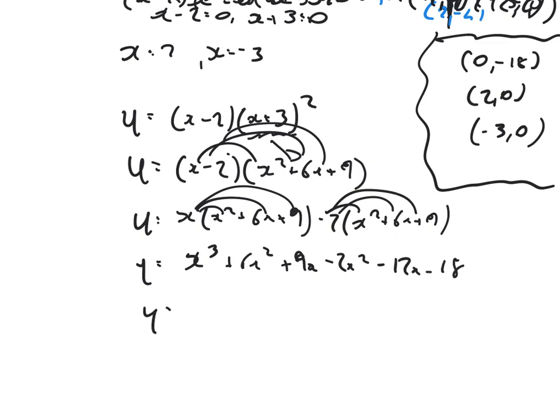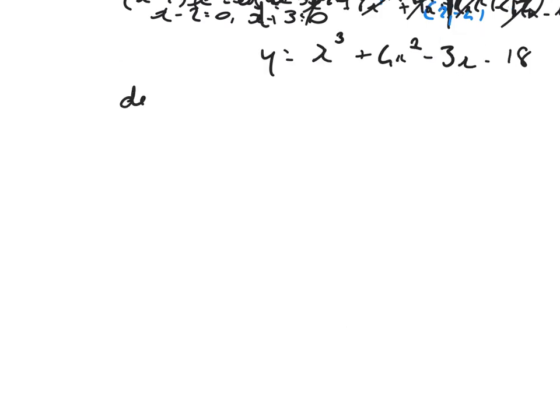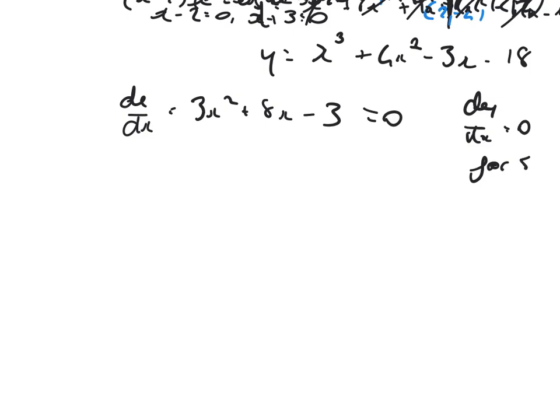I can then collect together terms. So that'll be x cubed, 6x squared minus 2x squared is 4x squared. And 9x take away 12x is minus 3x. And finally I've got minus 18. Okay, now I'm going to differentiate the function. So that'll be dy by dx equals 3x squared plus 8x minus 3, and make the thing equal to 0. So dy by dx is equal to 0 for stationary points.